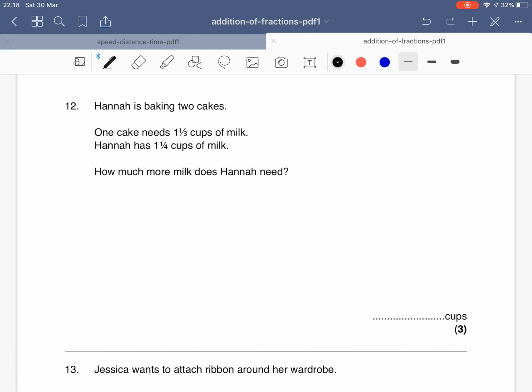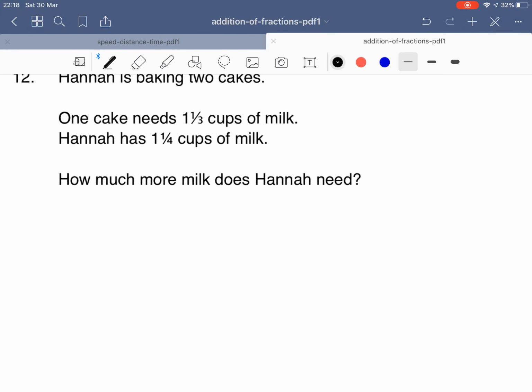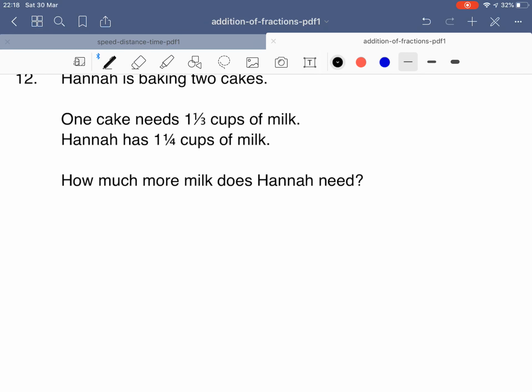Hannah is baking 2 cakes. 1 cake needs 1 1/3 cups of milk. She has 1 1/4 cups of milk. How much more milk does she need? So we can take those away. We can do 1 1/3, take away what she's already got, we should be left with how much she needs.